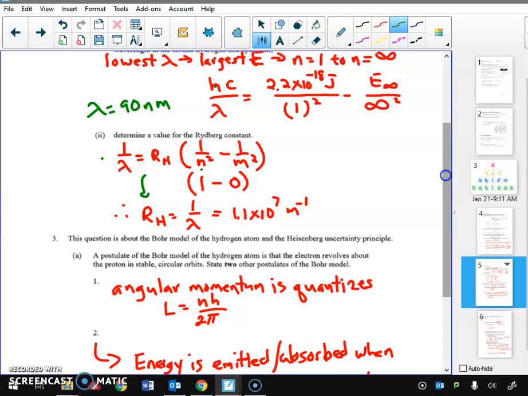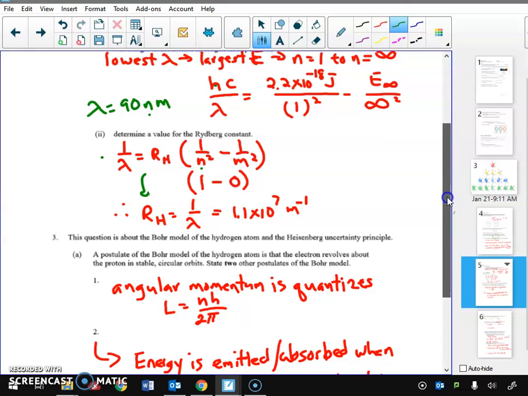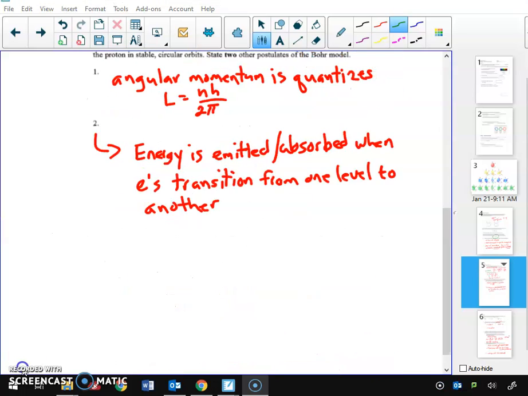Whoops, I wrote that down wrong. No, that's right. I guess I don't know what I was doing there. And so if I do 1 over the wavelength that we found right here, we get 1.1 times 10 to the 7th per meter. So it's a large number. I'm tempted to say negative 7, but it's not a wavelength.